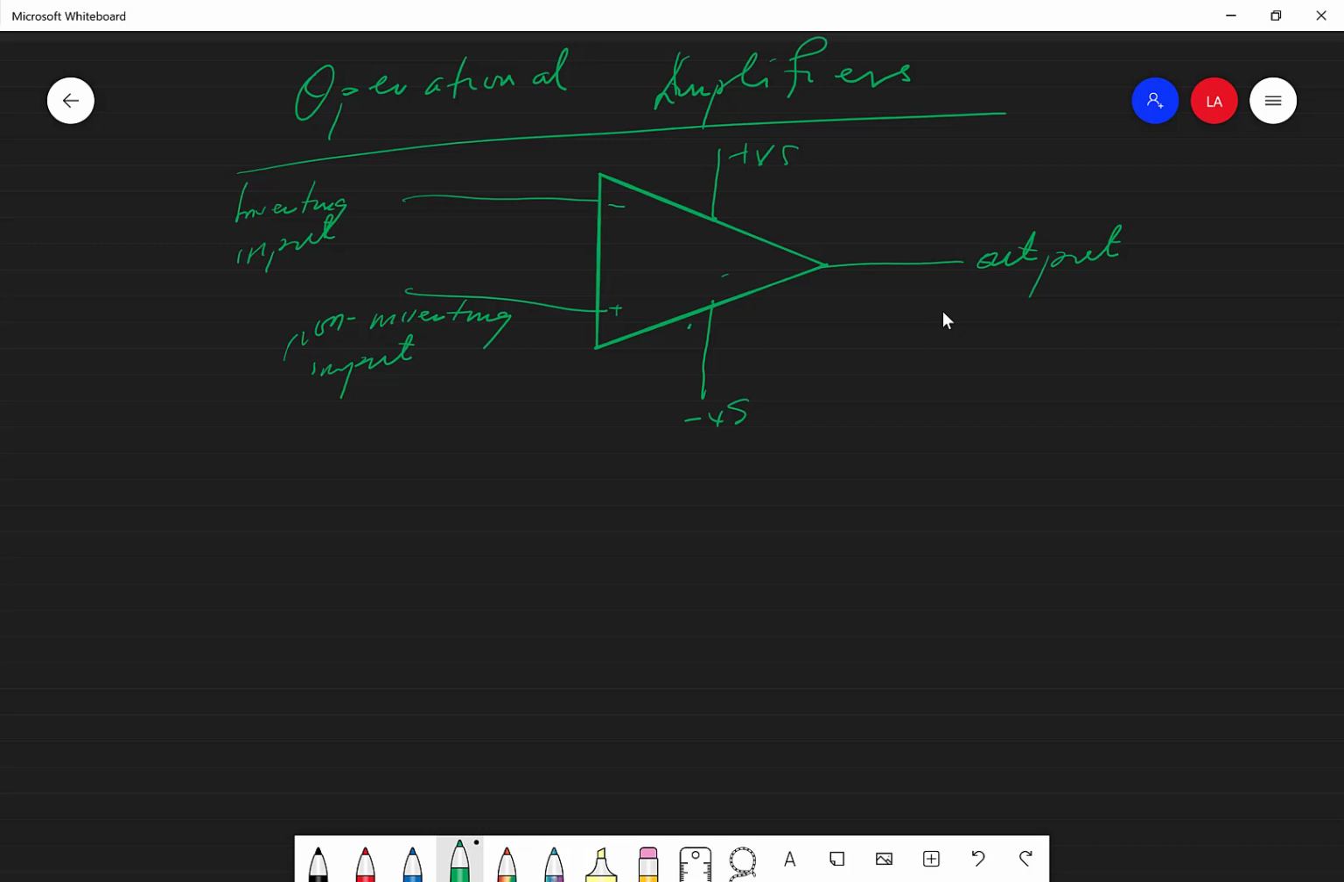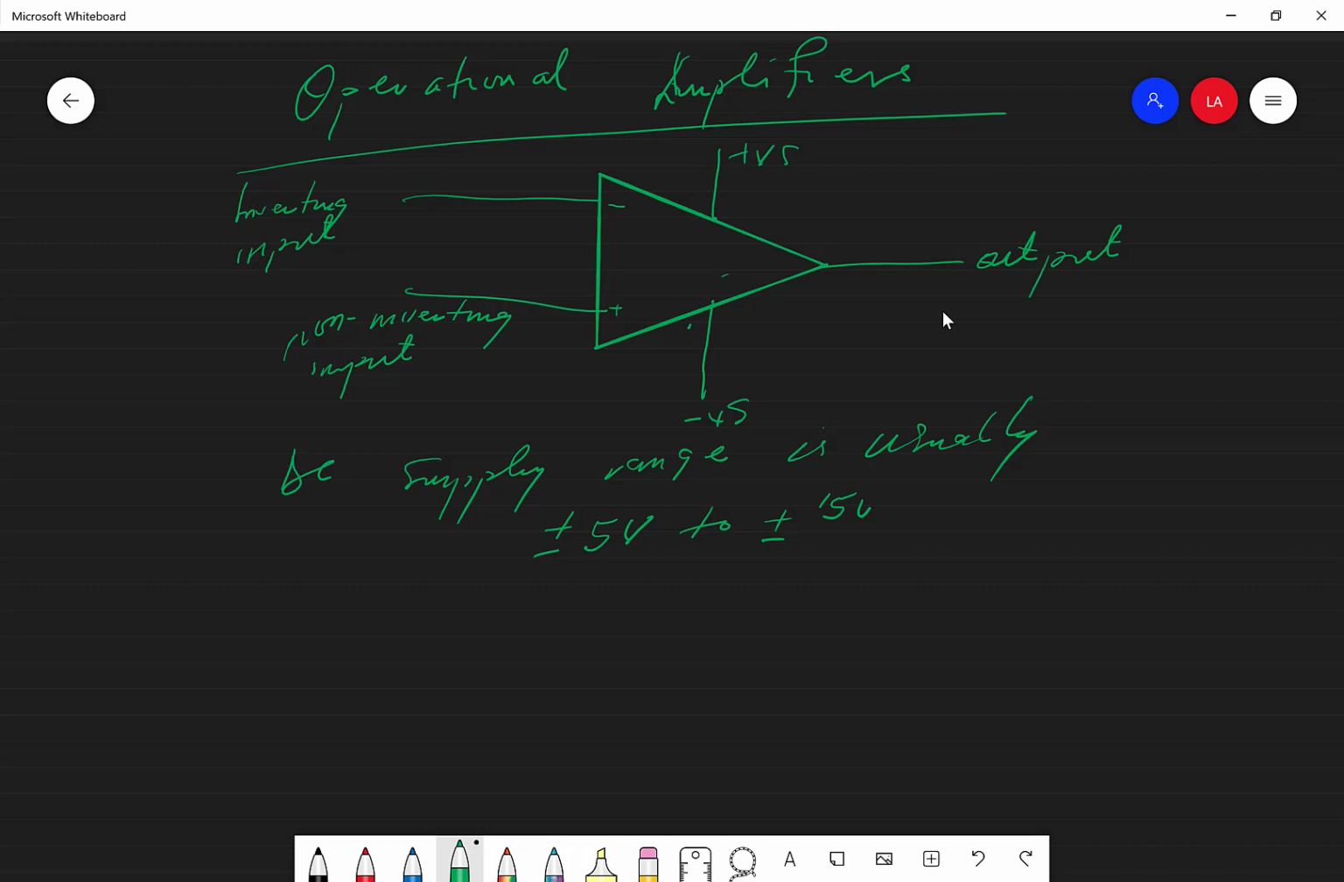We have 2 power supply connections, which may be labeled positive Vs and negative Vs, indicating that the IC, or integrated circuit, which is the op-amp, needs both positive and negative supplies. These would often be in the range of plus or minus 5 to plus or minus 15. So the DC supply range is usually plus or minus 5 volts to plus or minus 15 volts. Plus or minus just means that the positive side is 5 volts and the negative side is also 5 volts, and vice versa.